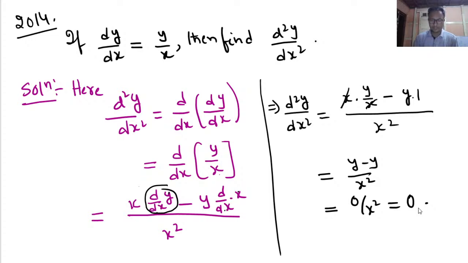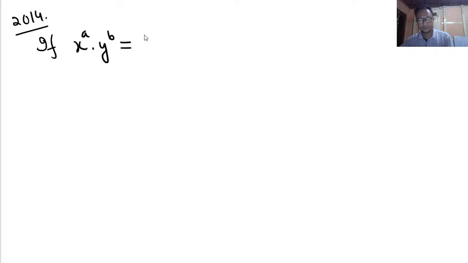So far for 2014 we have this. Now let's move to the next question. Again, this is for 2014. So what is given here? It is given that if x to the power a, y to the power b is equal to x plus y to the power a plus b, prove that, what we have to prove?